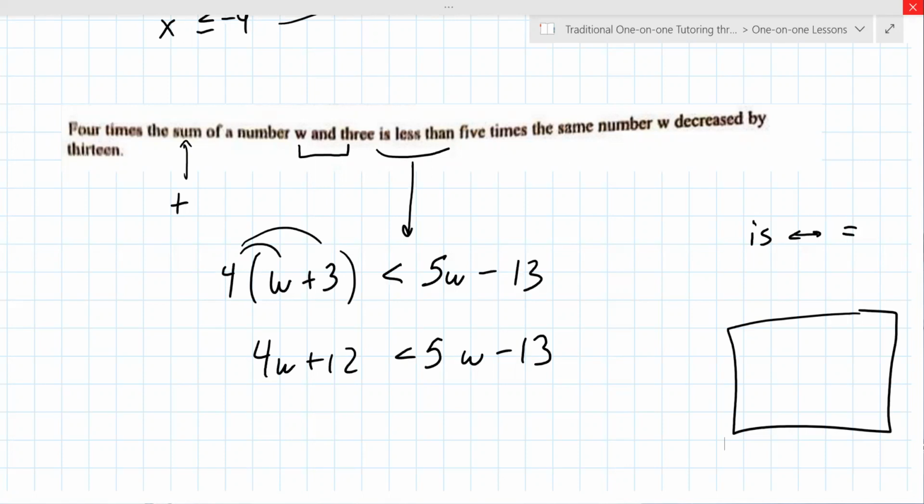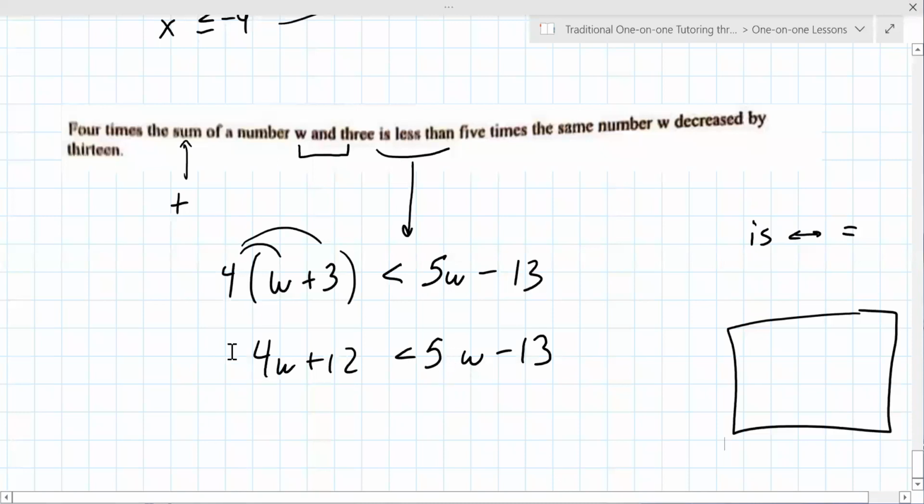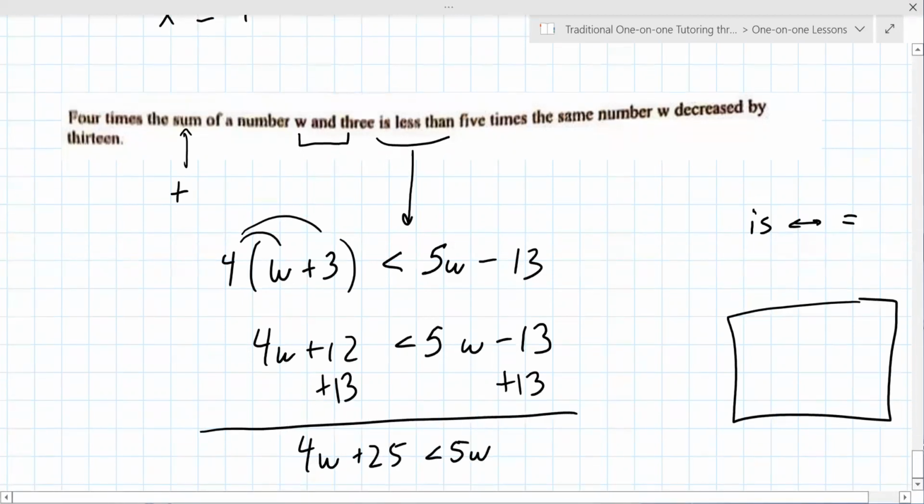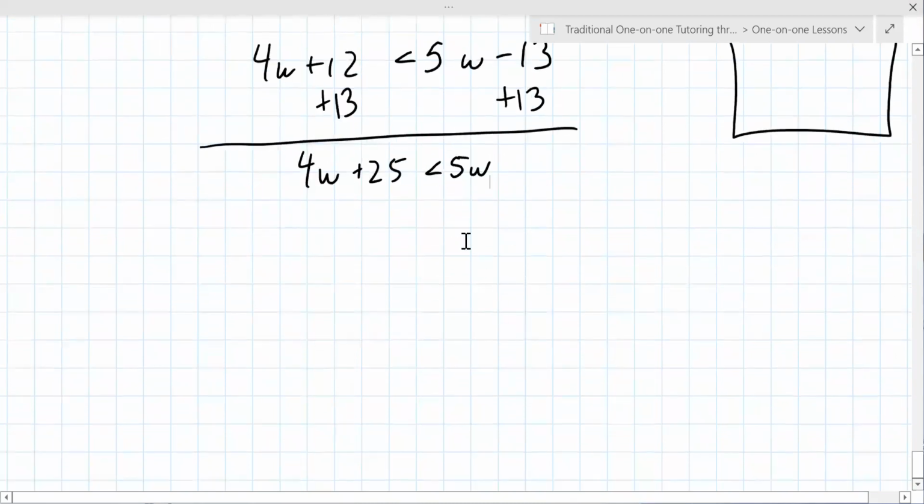I think I messed up somewhere. Okay. Tell me what you did first. I added 13 to both sides. Okay, that makes sense if there's only a variable on one side, and you can do that. I'll just say, yeah, let's just do that. So it's 4W plus 25 is less than 5W. Did you write that? Okay. So there's no issue there. So let's keep going here.